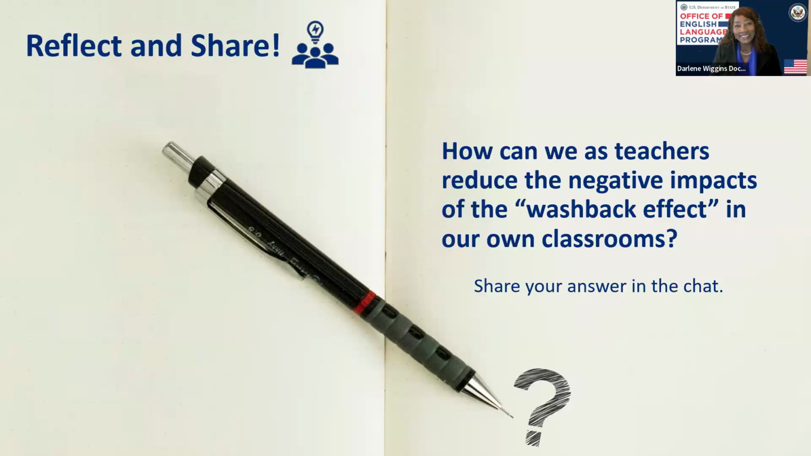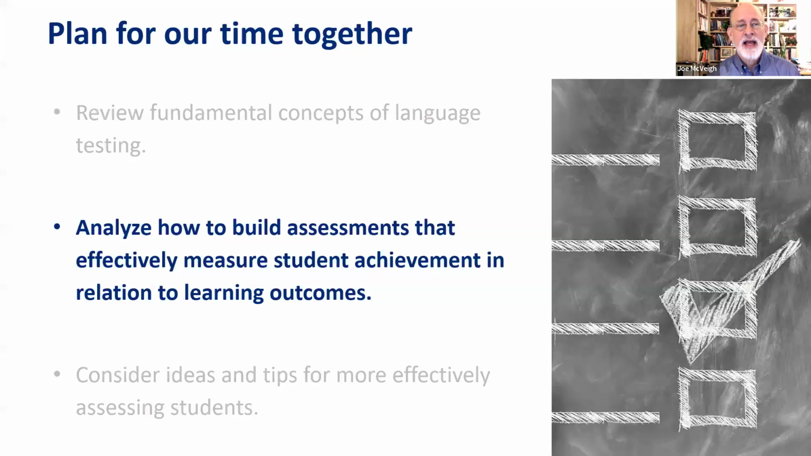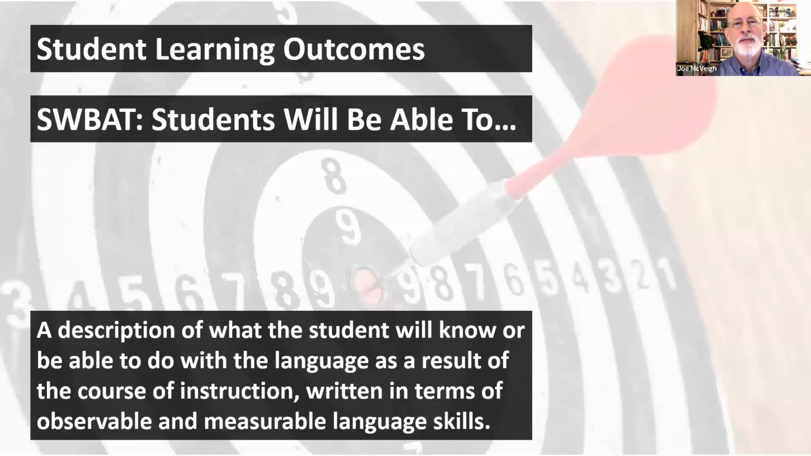Back to you. Well, I love those responses from people. And just remember, washback can have a positive effect, but we do want to try to limit the negative effect. So we've started off today by taking a look at some fundamental concepts of language testing. And now we'd like to move on and analyze how we can build assessments that effectively measure student achievement in relation to learning outcomes. Now let's start off by looking at what we mean by student learning outcomes.